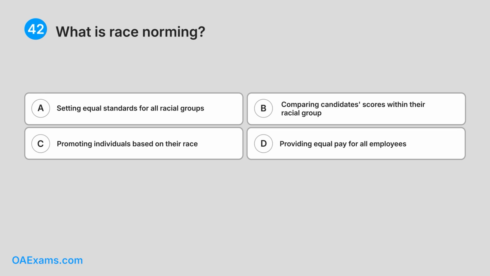42. What is race norming? A. Setting equal standards for all racial groups. B. Comparing candidates' scores within their racial group. C. Promoting individuals based on their race. D. Providing equal pay for all employees. Can you guess the answer?